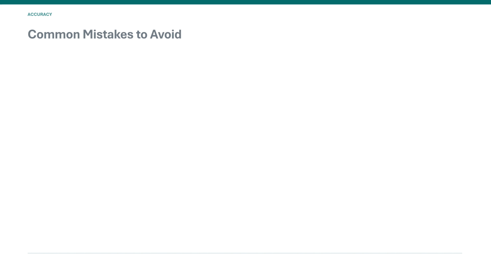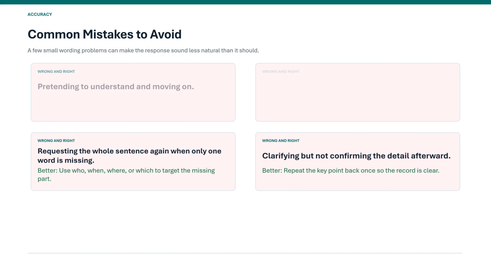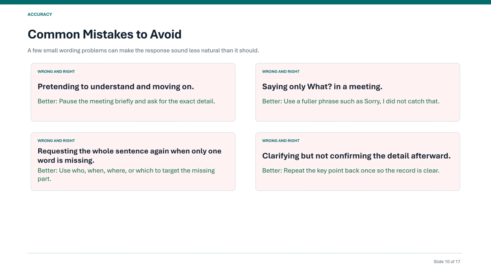Now we will look at 4 common mistakes. Point 1. Avoid pretending to understand and moving on. Instead, pause the meeting briefly and ask for the exact detail. Point 2. Avoid saying only "what" in a meeting. Instead, use a fuller phrase such as, "Sorry, I did not catch that."